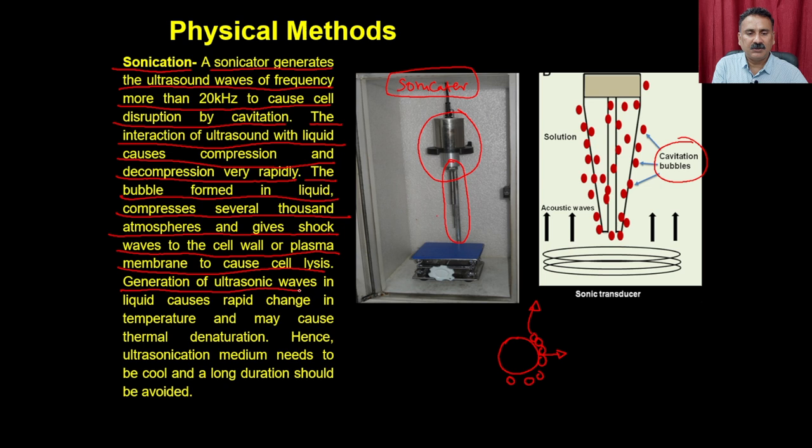Generation of ultrasonic waves in the liquid causes rapid change in the temperature and may cause thermal denaturation. Hence, the ultrasonication medium needs to be cool and a long duration should be avoided. Because the sonic waves are very high energy waves, they are going to cause a temperature change in the media where you are doing the sonication. So sonication has to be done under cold conditions, and you are going to put ice and other things.